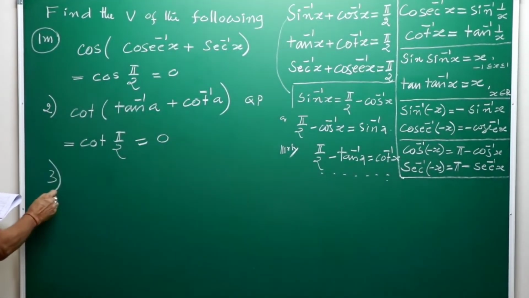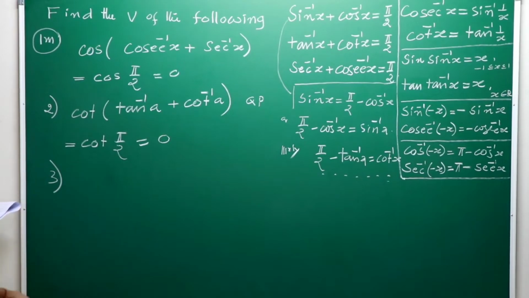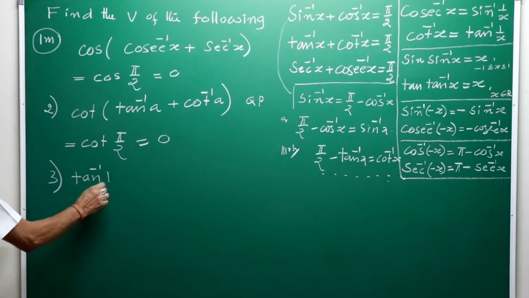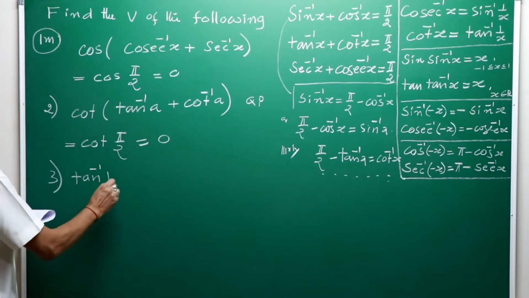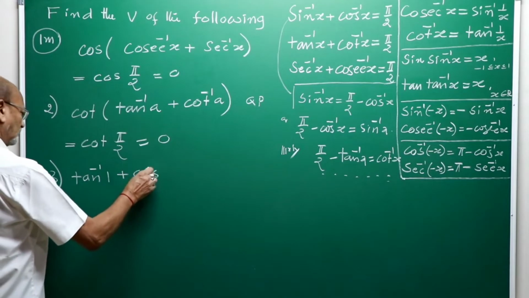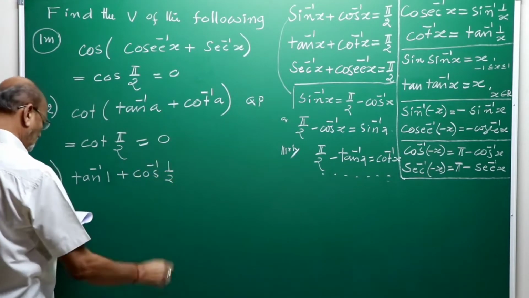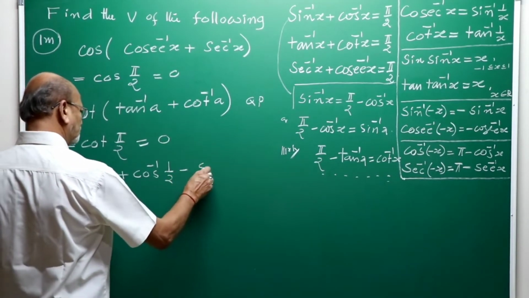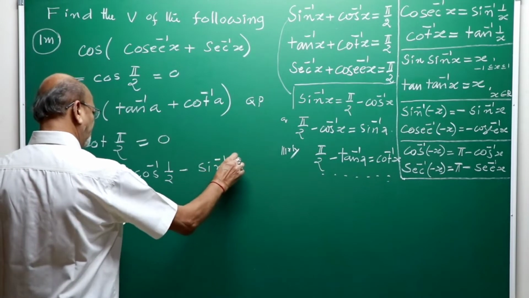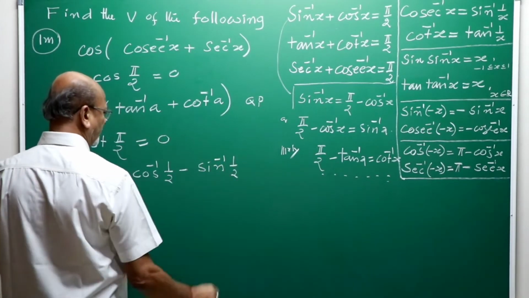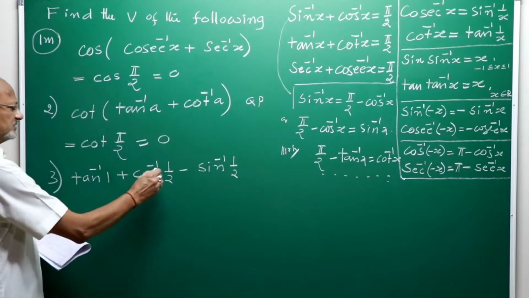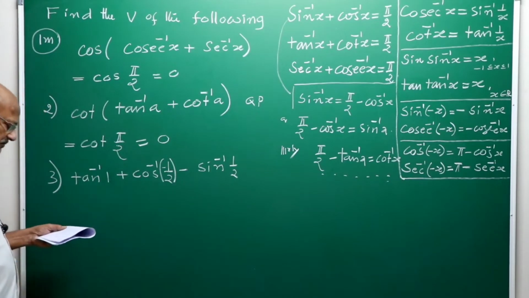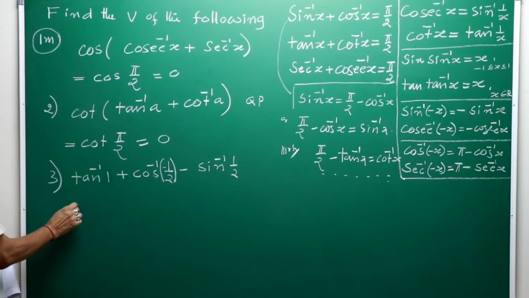Next, the third example. Find the value of the same. It is tan inverse 1 plus cos inverse 1 by 2 minus sin inverse 1 by 2 equal to dash. What is the value of this? Otherwise, this is, my friends, minus 1 by 2. This is sin inverse 1 by 2. You know the value of this.